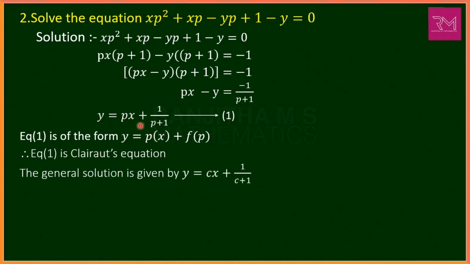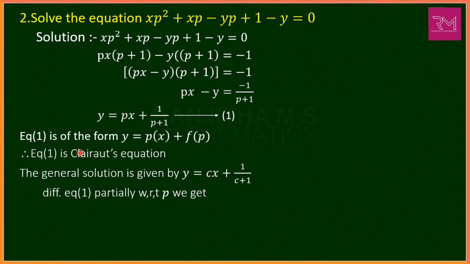That is, we have to replace p with c, and we get the general solution of a Clairaut's equation. That is, y is equal to c x plus 1 by c plus 1. So this is the general solution. Next step, we have to find the singular solution for the Clairaut's equation. For that, we have to differentiate equation 1 partially with respect to p.